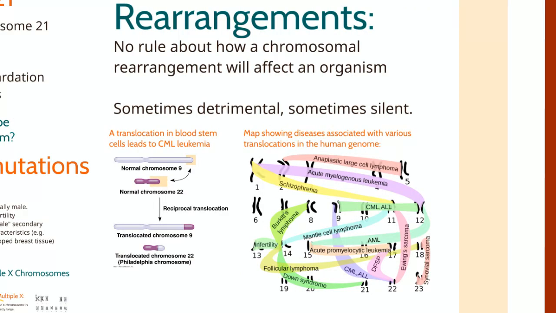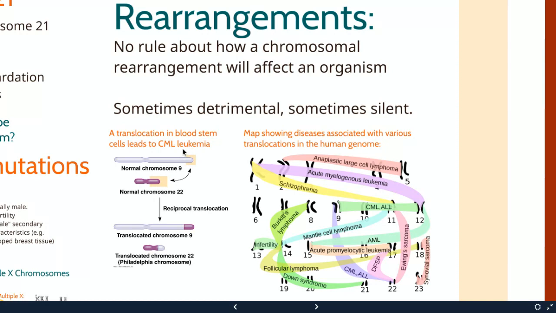There are sometimes rearrangements. There's no rule about how a chromosomal rearrangement will affect an organism. There's a lot of let's wait and see. Let's see how this happens, because it depends on the chromosome. It depends on which genes are rearranged. It depends on if it happens in all of the somatic cells or just a few of the somatic cells. Depends on if there's other genes there to compensate, et cetera, et cetera. So a translocation, just so you know, in blood stem cells leads to what we call CML leukemia. And so some of them are known, but some of them just aren't known.